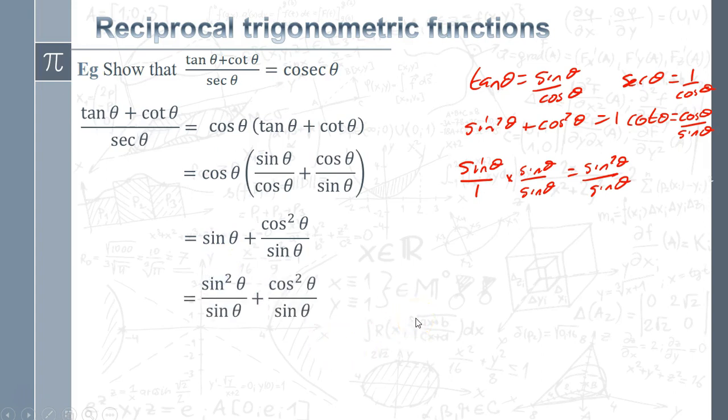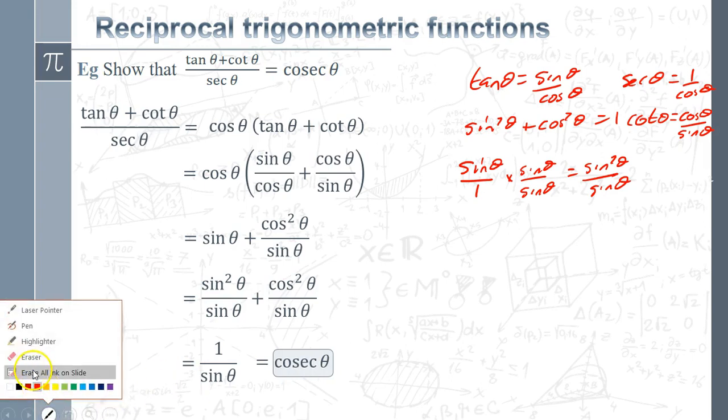So that's that. And now we can see, happy days, it's almost like I knew this was coming. There's the sine squared theta plus cos squared theta equals 1. There it is appearing on the top of that fraction. And when I add these two together, the bottom will be sine theta, the top will be 1. 1 over sine theta, 1 over sine, as we saw from the previous slide, is cosec. And there we go. Job done.